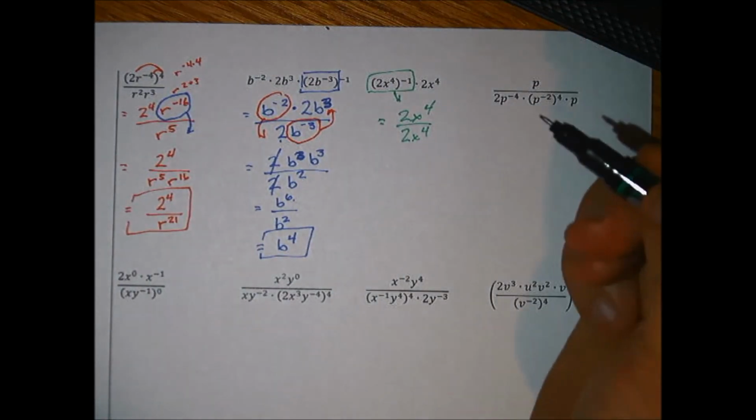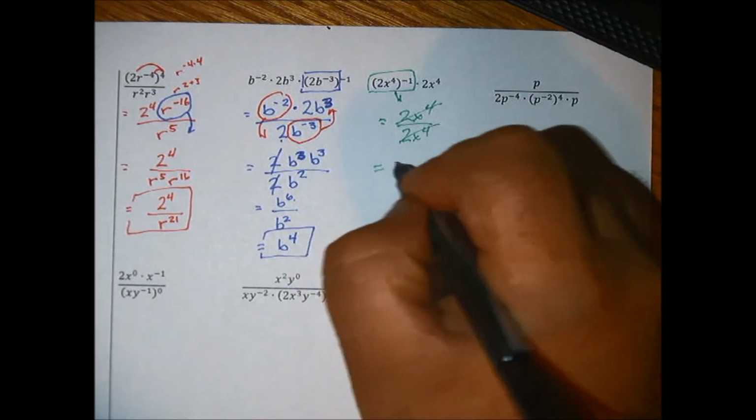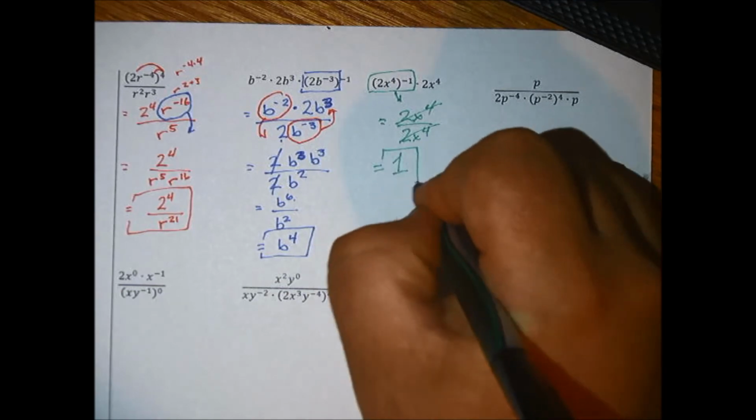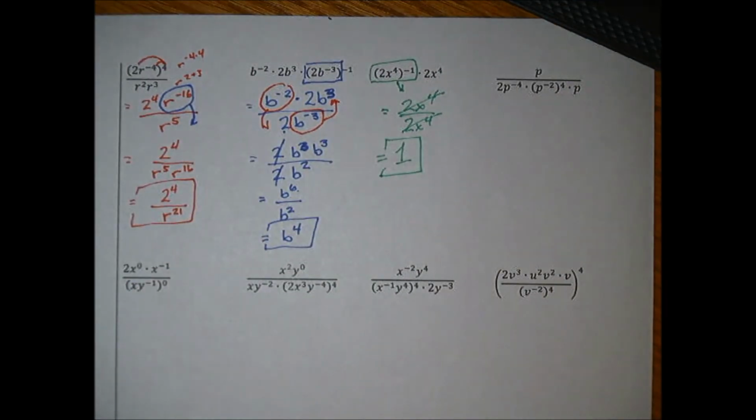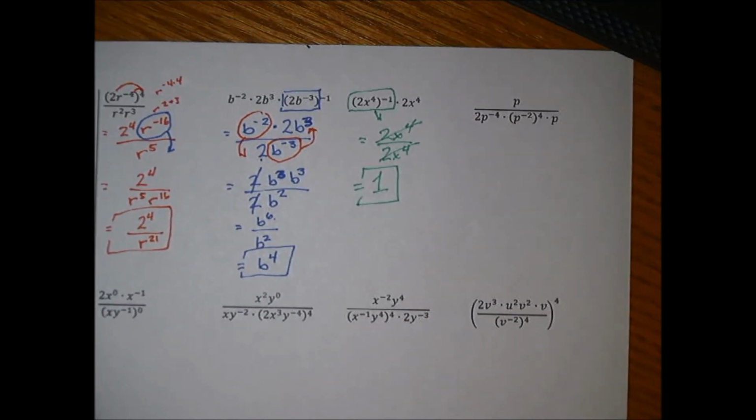I have the same thing on the top and the bottom. Those are all going to cancel out. Everything there, I have the same thing on the top as the bottom. Then you just get a 1. All right, so pretty easy one there. Might have been a little too easy for you.